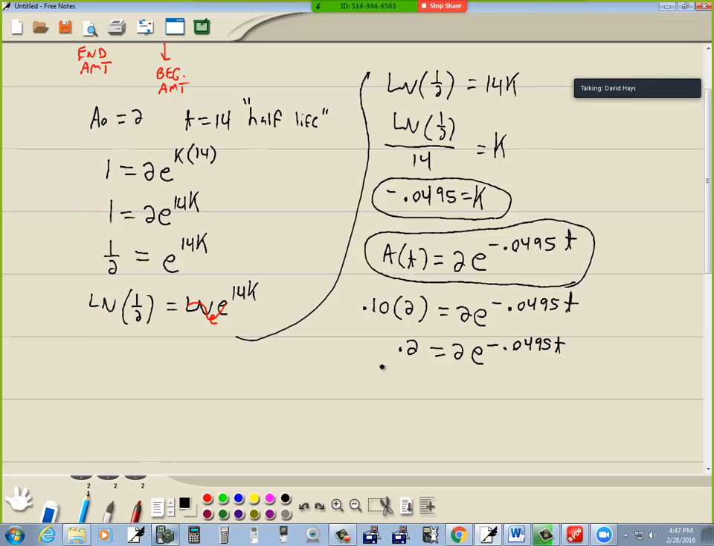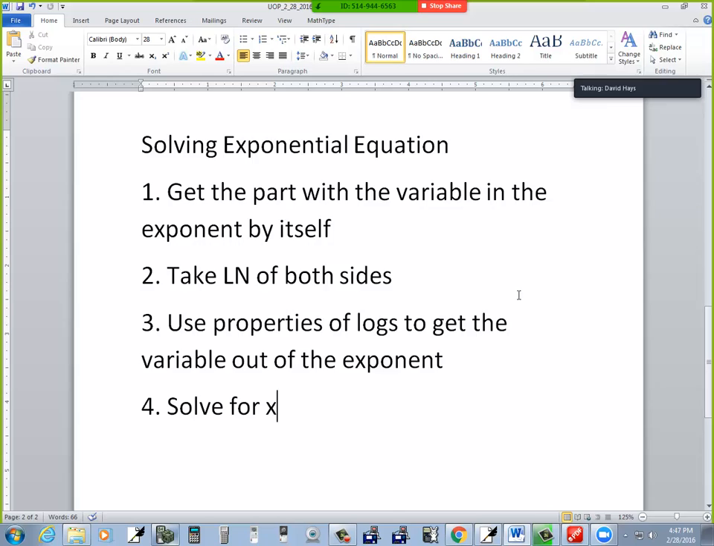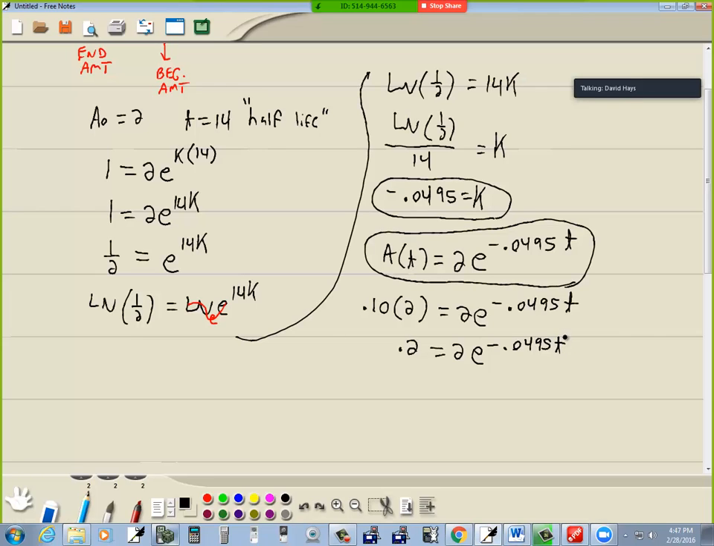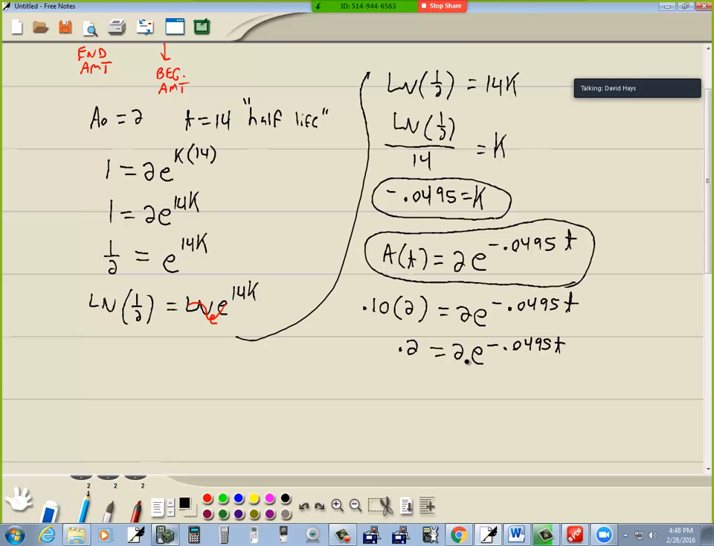0.0495t. And this is actually another exponential equation. An exponential equation is when you've got a variable up in the exponent. So step 1, get the part with the variable in the exponent by itself. Divide by 2. So 0.2 divided by 2 is 0.1, or 1 over 10. You could leave it as 0.1. Either way is fine, because eventually you're just going to end up plugging it into your calculator anyway, so that's up to you.